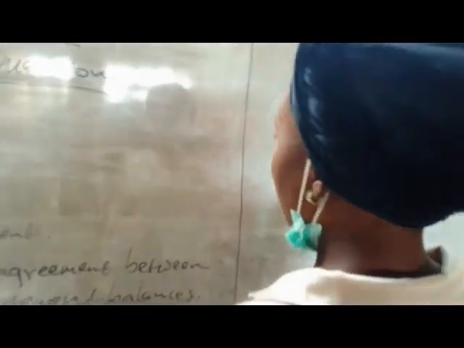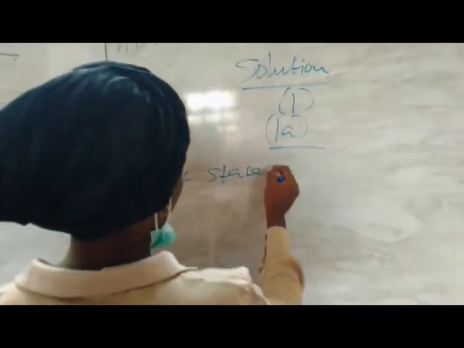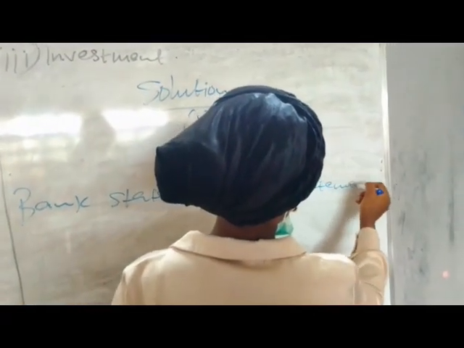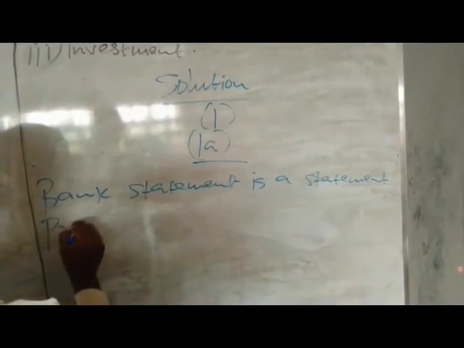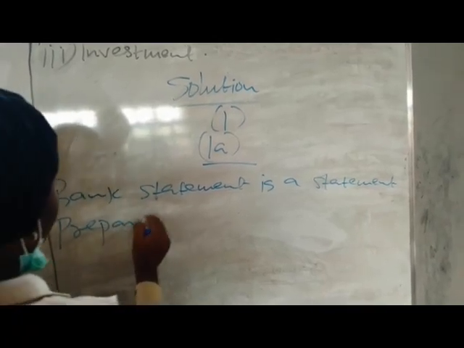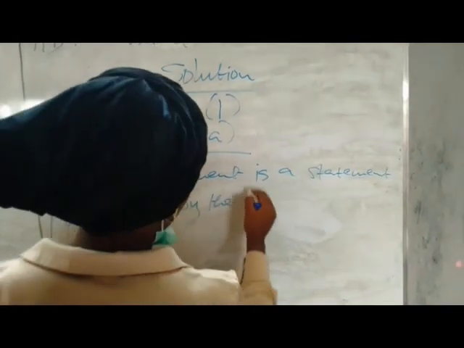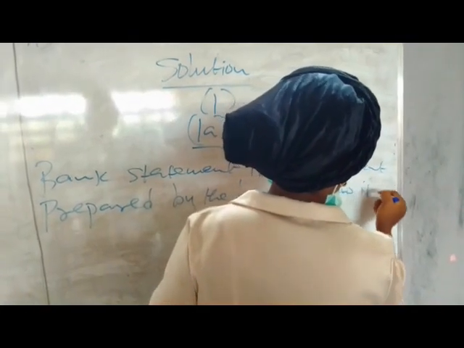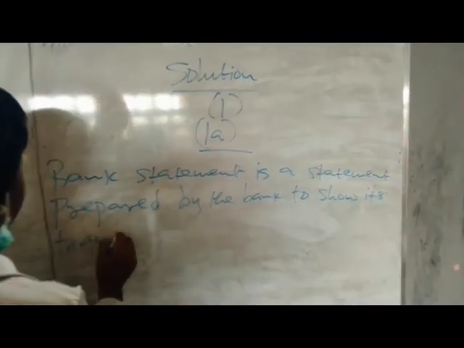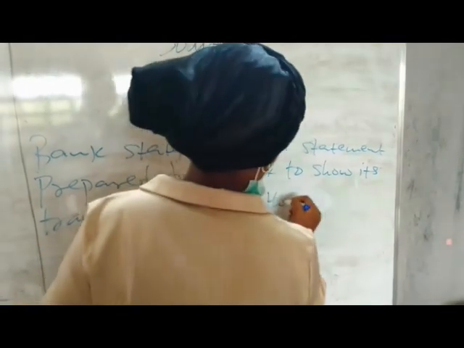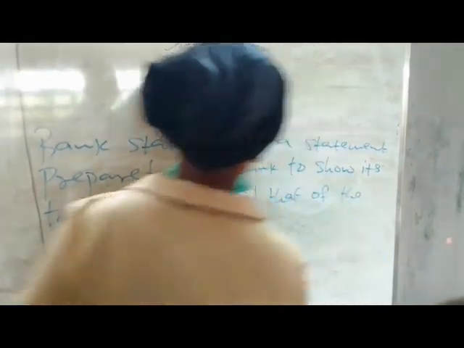Now, let me write the definition of bank statement on the board for you. Bank statement is a statement prepared by the bank to show its transactions and that of the customer.